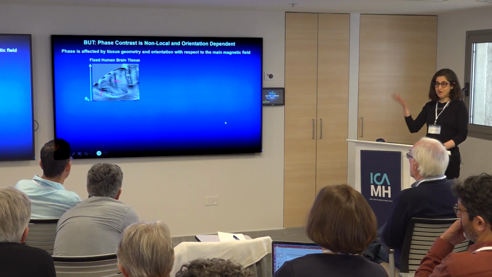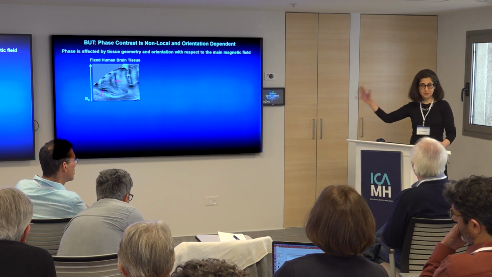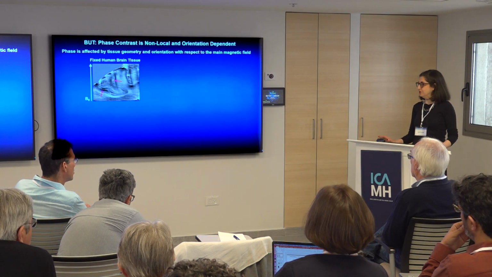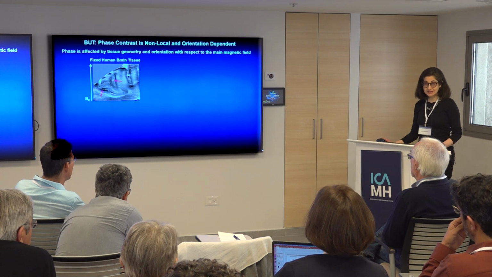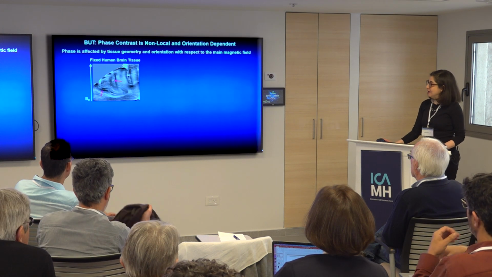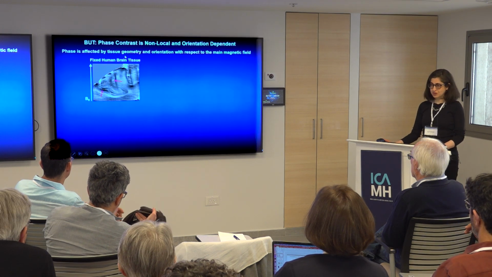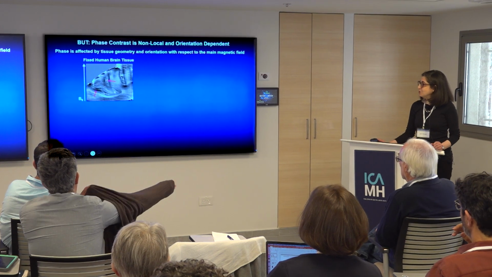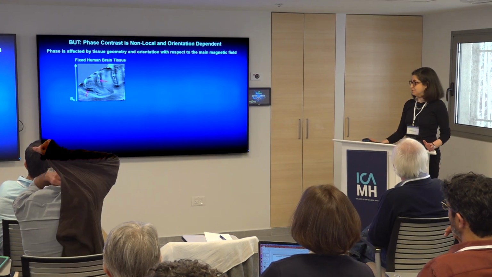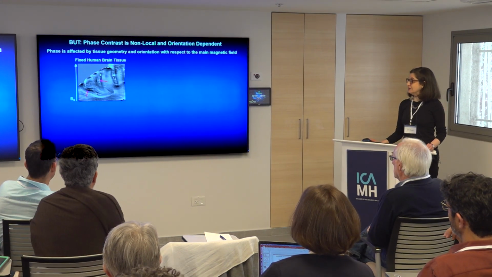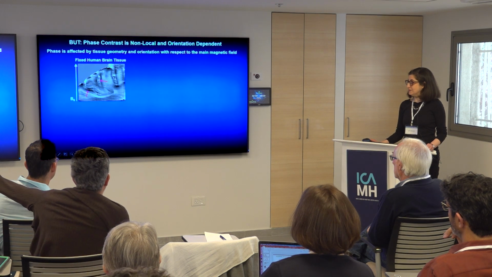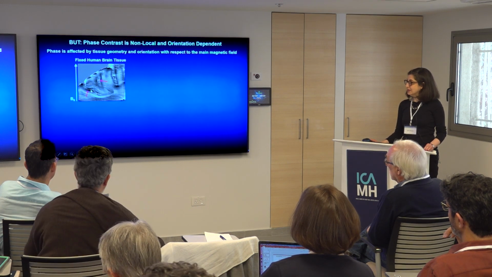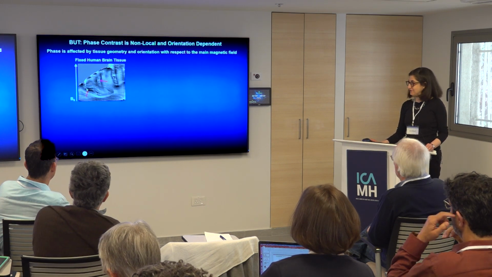So we might say, okay, great, we can measure phase images, we can just stop there, that's fantastic, that's all we have to do. But actually, if you look at the phase, it's affected by both the geometry and orientation of the tissue with respect to the main magnetic field inside the scanner. So if you look, for example, at this piece of fixed human brain tissue, you can see that when it's roughly parallel to the main field, it looks bright, and when it's roughly perpendicular to the main field, it looks dark.